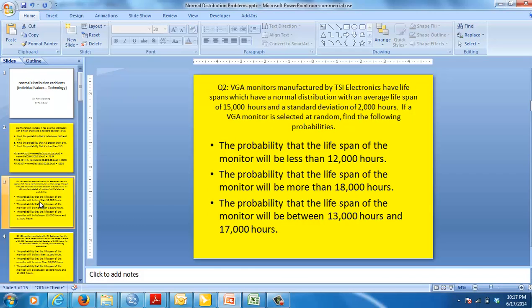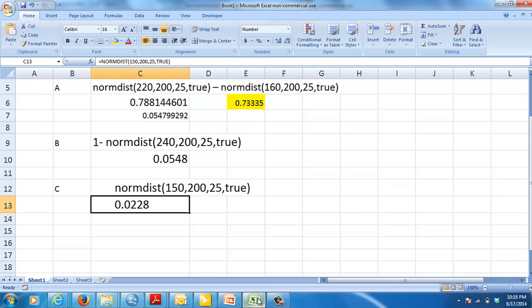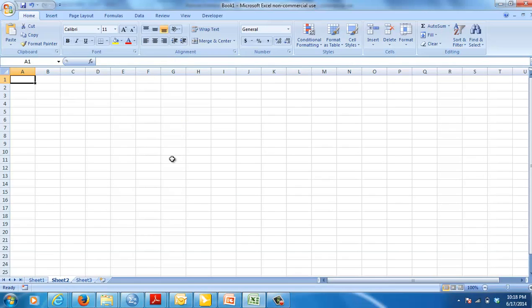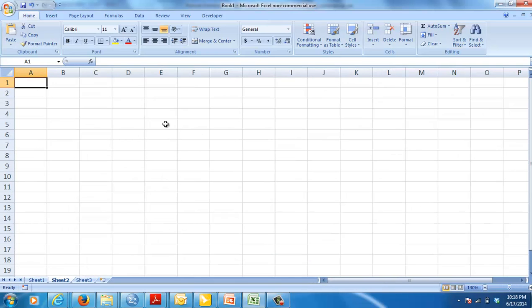They tell us we have a normal distribution with an average life of 15,000 with a standard deviation of 2000. And so if we select one at random, find these probabilities. Pretty much the same setup we had before, except this time I'm actually going to put in some values for mean and standard deviation. We still have, I'll increase it again, we still have A, B, and C, okay? Except I want to make note of the mean and standard deviation.